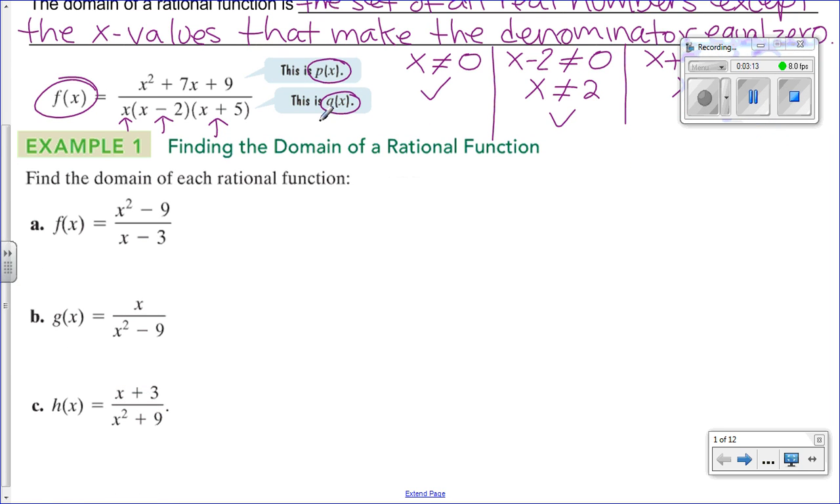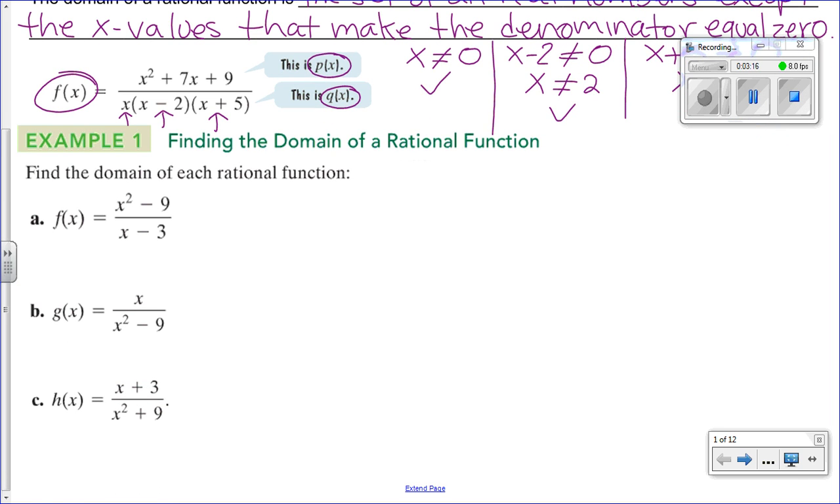Okay, so now I want you to solve part A and part B. You could use a partner, the person behind or in front of you. I'm going to pause the video and then we will unpause it when we're ready to check our work.